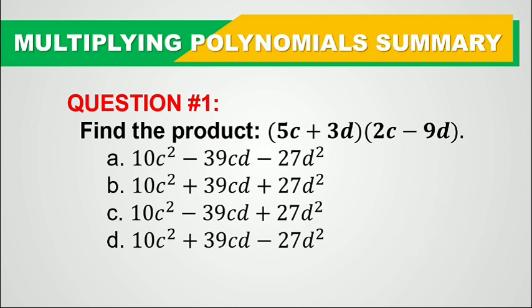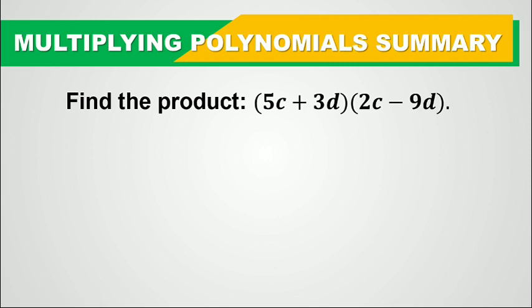So in solving this question number 1, these are the product of two binomials. So we will just be using the FOIL method in solving this question. Let's find the product of 5c plus 3d times 2c minus 9d using the FOIL method. We use the FOIL method because this kind of multiplying binomials or polynomials is not part of the special products. So, what is this FOIL method?